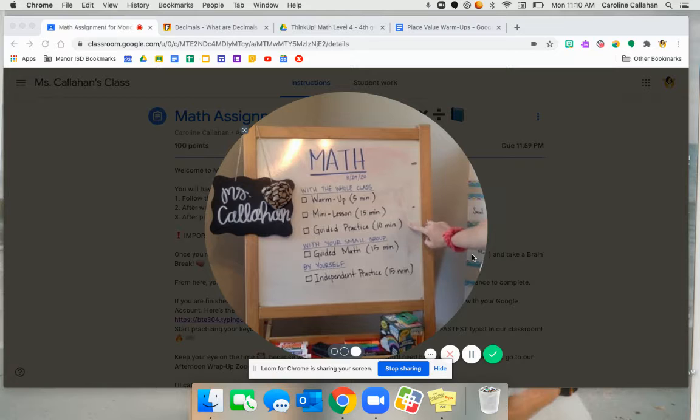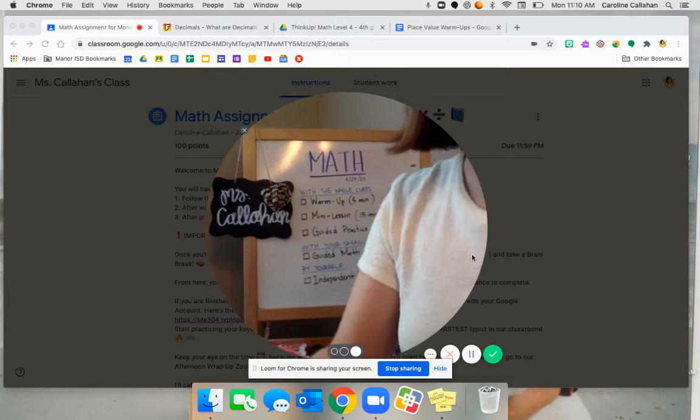we then will move on to either meeting as a small group in guided math for 15 minutes, and you'll need to look at your schedule to see what time you will meet with me and your group. Or you will move on to independent practice, which will take about 15 minutes.